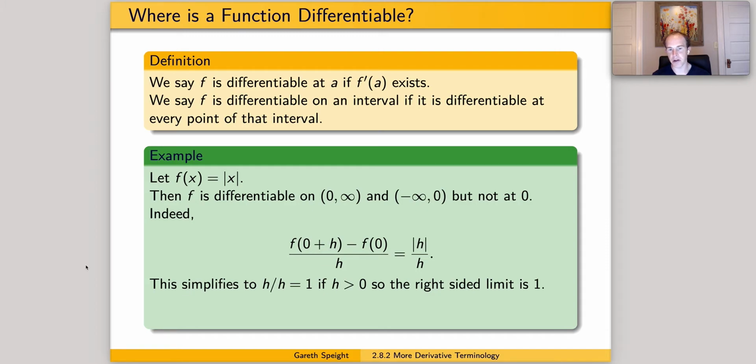So if we look at the right-sided limit, say let's suppose that h is bigger than 0, then the top is just going to be h, the bottom is still h, this is 1, and it's constant 1, so the right-sided limit is going to be 1.